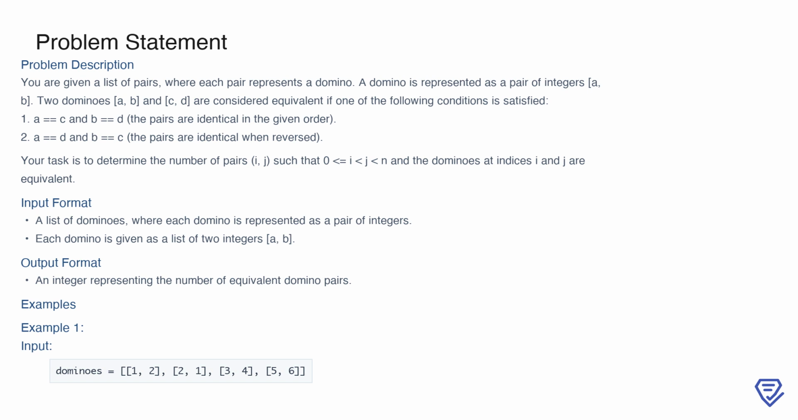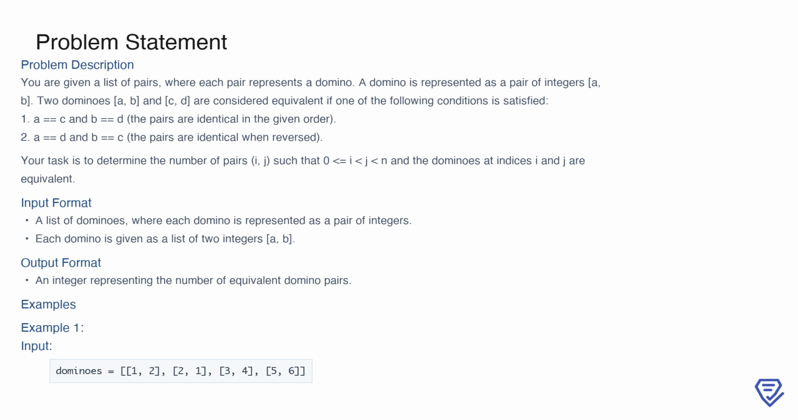Two dominoes are considered equivalent in two cases: either they are identical in the given order, meaning the first number of one domino matches the first number of another, and the second number matches as well, or they are identical when reversed, such that the first number of one domino matches the second number of another, and vice versa. For example, the domino 1, 2 is equivalent to both 1, 2, and 2, 1.